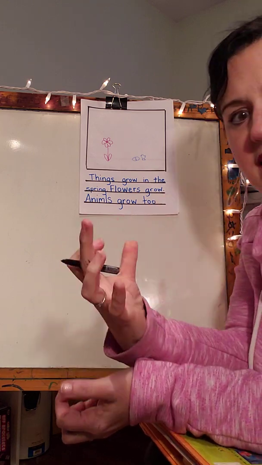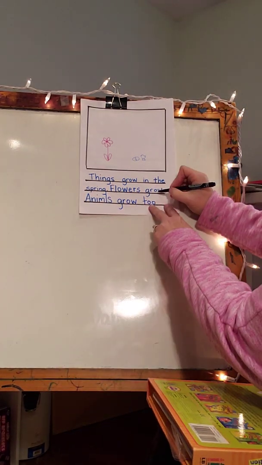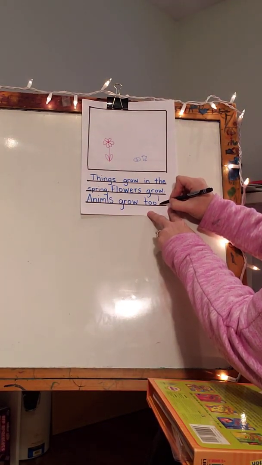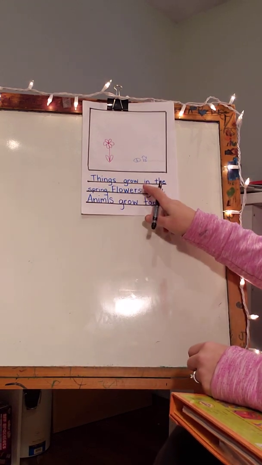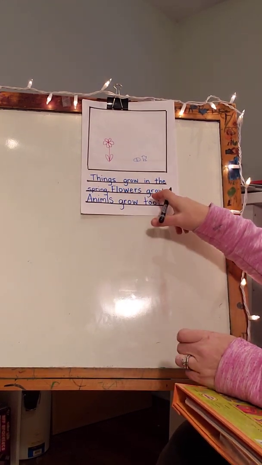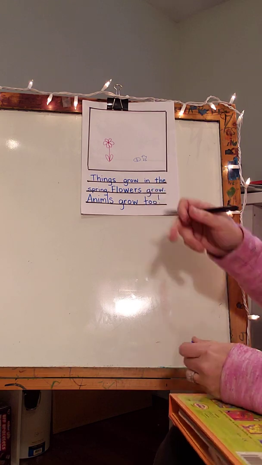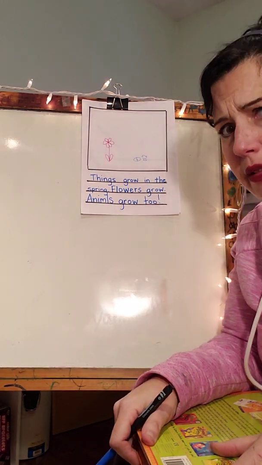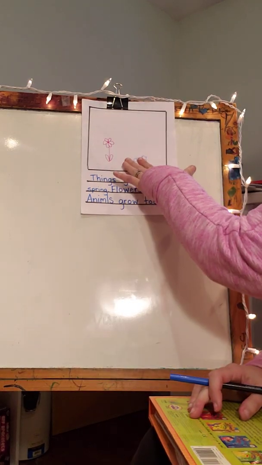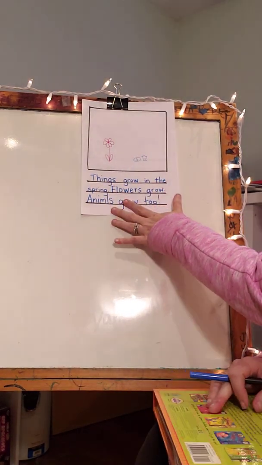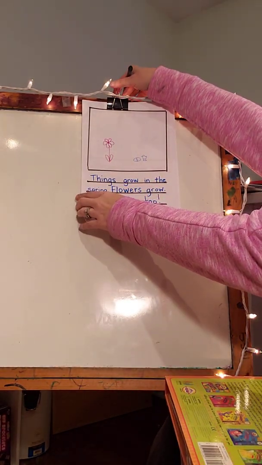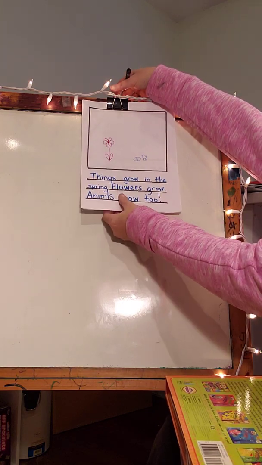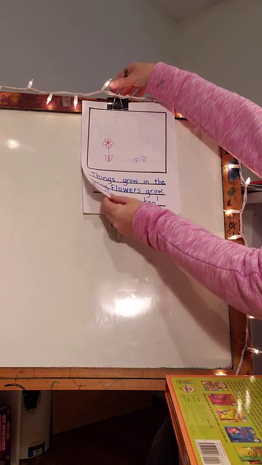That's kind of an exciting sentence, so I think I'm going to put an exclamation point there. Things grow in the spring. Flowers grow. Animals grow too! Well, that's a lot better than what I had at first. I'm glad I went back to look to see if my pictures match my words. Let's check my last page to see if my pictures match my words.